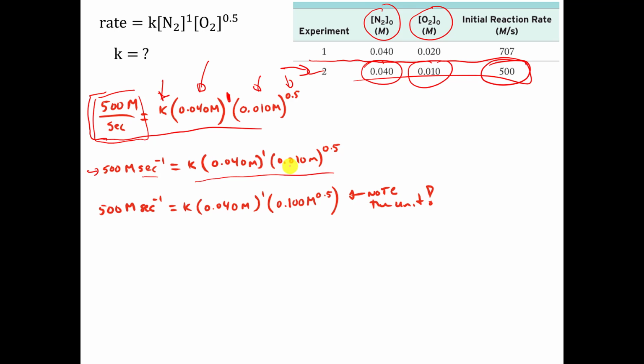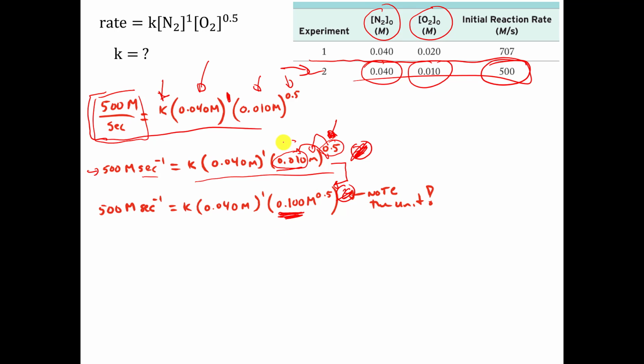This is a little bit tricky here, going from the second line, line number 2, to line number 3. Remember, something raised to the 0.5 power is the square root. If you take the square root of 0.010, you'll get 0.1. That's the square root of 0.010 is 0.1. And so this square root has been applied to this, but it also has to be applied to the unit.